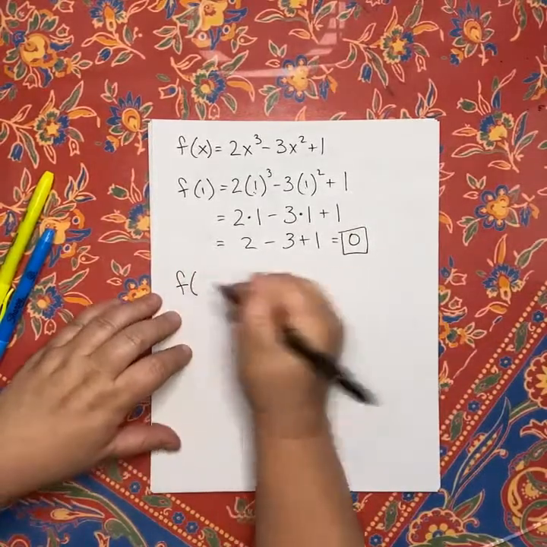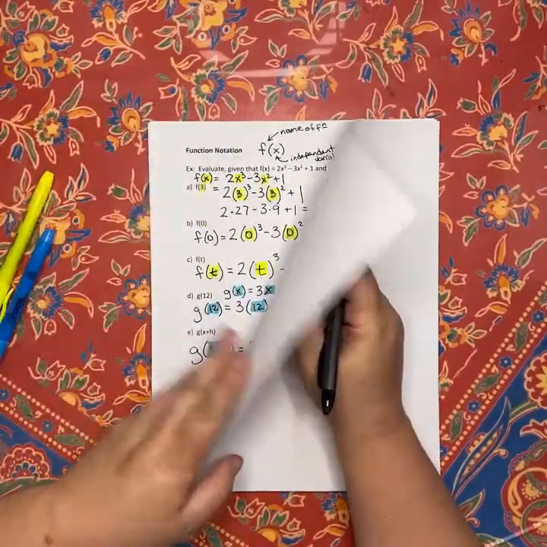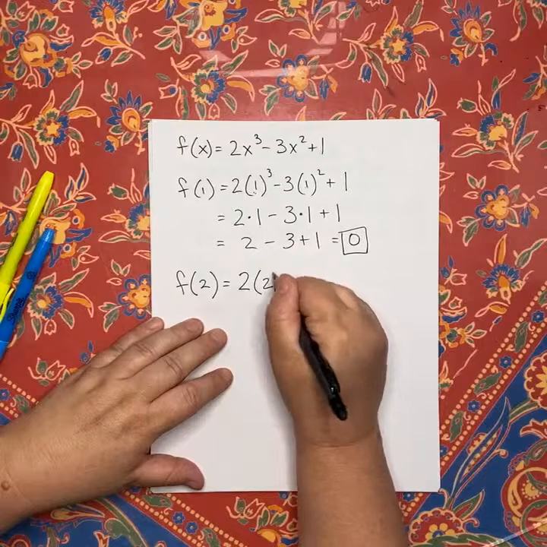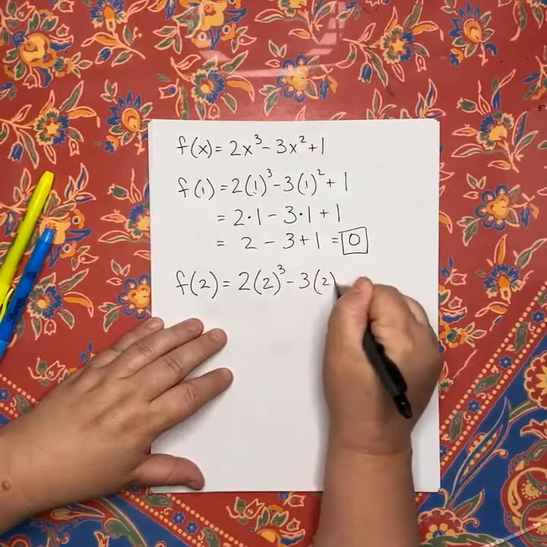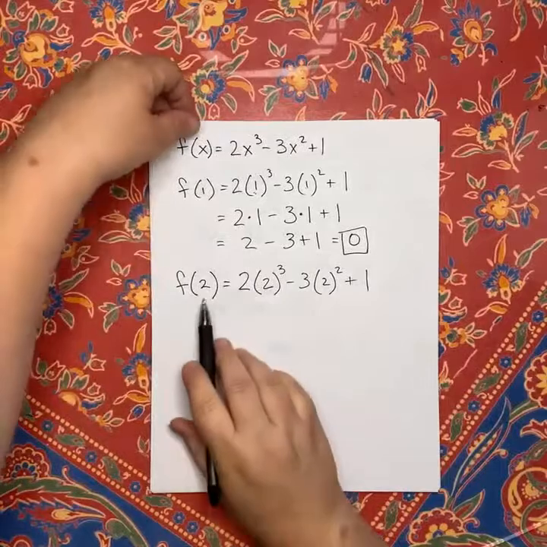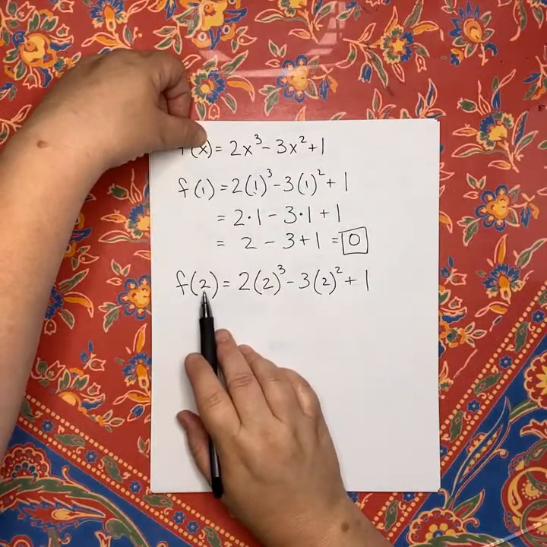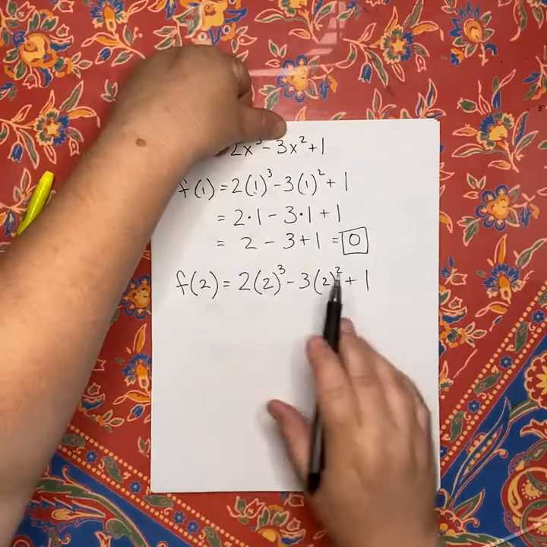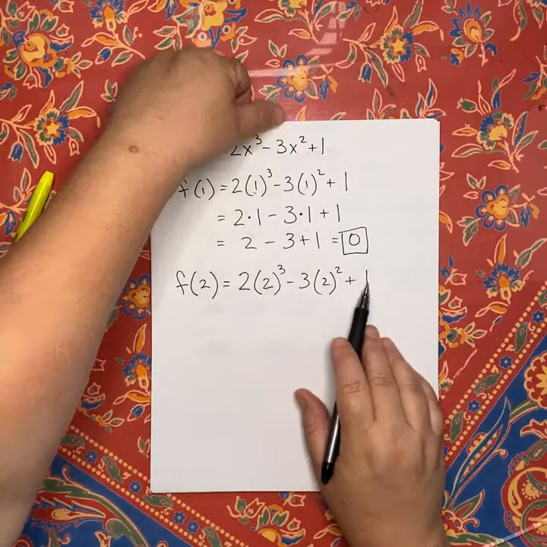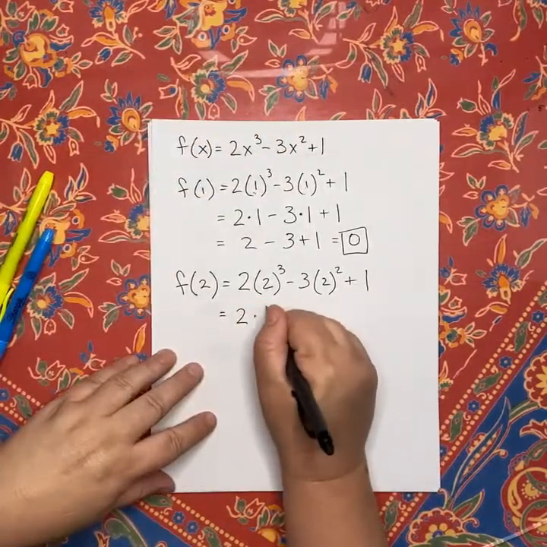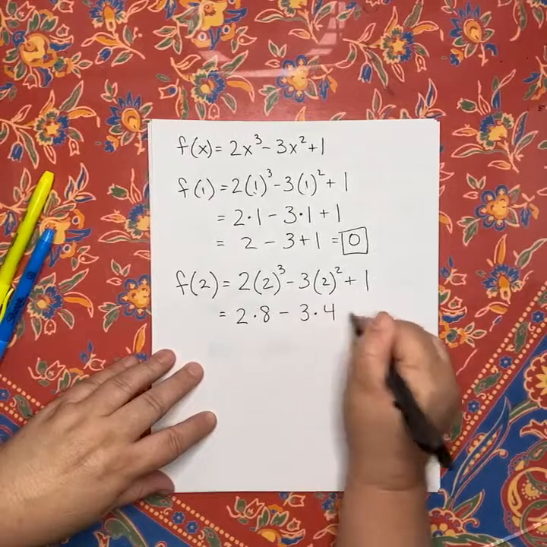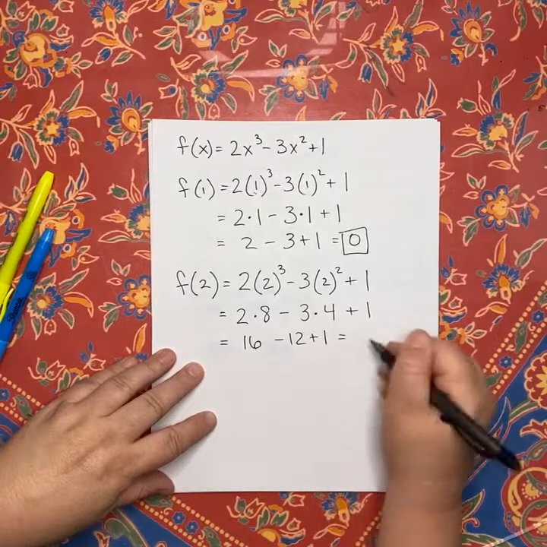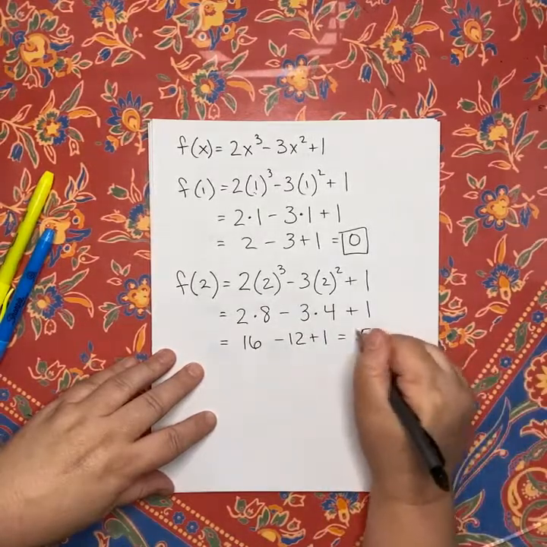Okay, let's do f of, what did we do before? We did f of 3. Let's do f of 2. 2 times 2 cubed minus 3 times 2 squared plus 1. Everywhere there was an x, I'm now putting a 2. So 2x cubed becomes 2 times 2 cubed. Minus 3x squared becomes minus 3 times 2 squared plus 1. 2 times 8 minus 3 times 4 plus 1. 16 minus 12 plus 1 equals 5.